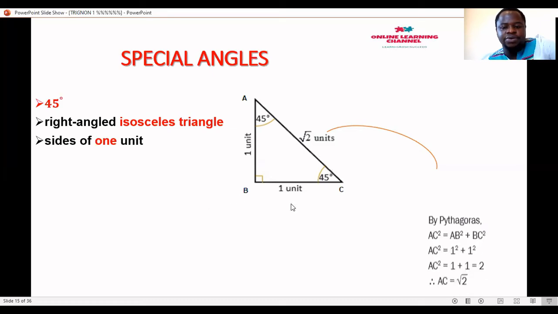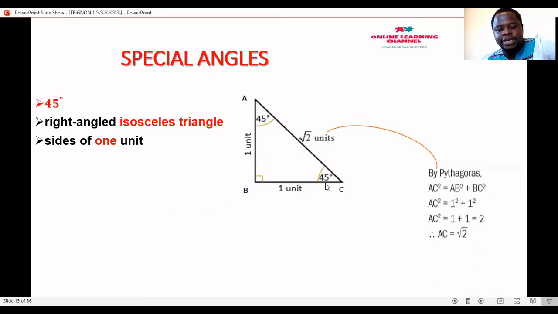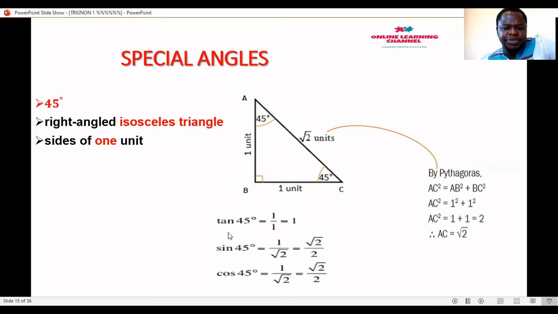So now here also you do the same. You get the unknown side, which is the hypotenuse, which will be the sum of this squared and this squared. So which will give you root of 2 for this side by Pythagoras. So now, tan 45, you can use this 45. It will be opposite over adjacent, which is 1 over 1, which is 1.